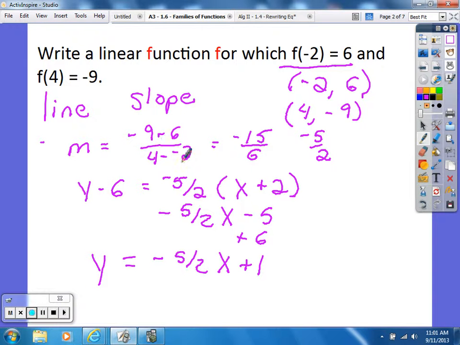What I did was I found my slope, and I got -15 over 6, and then I simplified it. Okay, so if I need to write a linear equation, it's pretty simple, right? Especially since I understand that it's a function of x up here. Any questions?